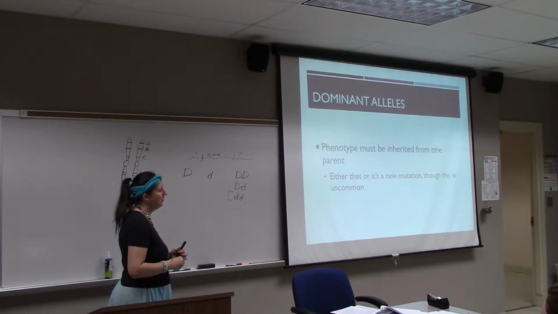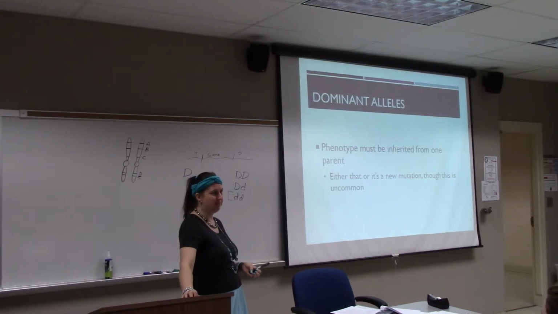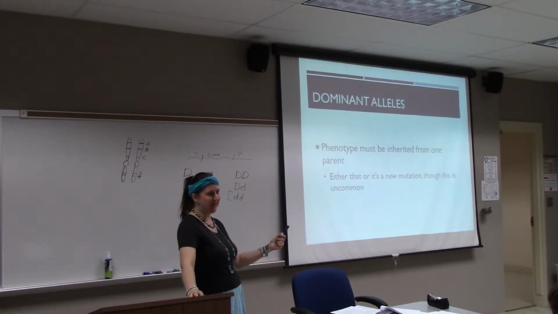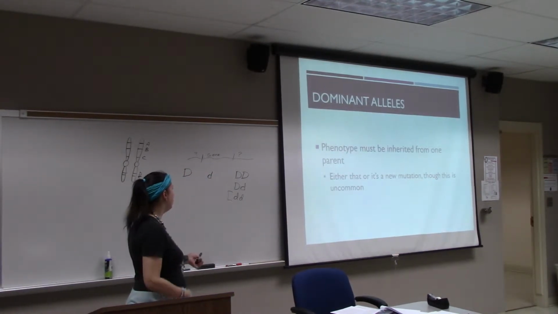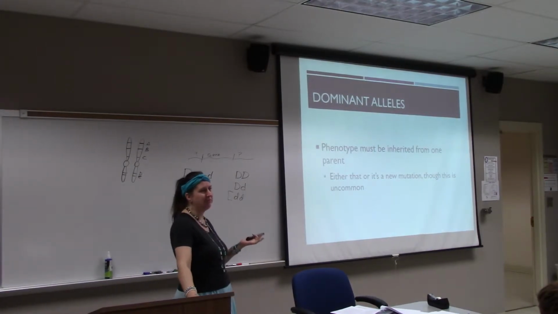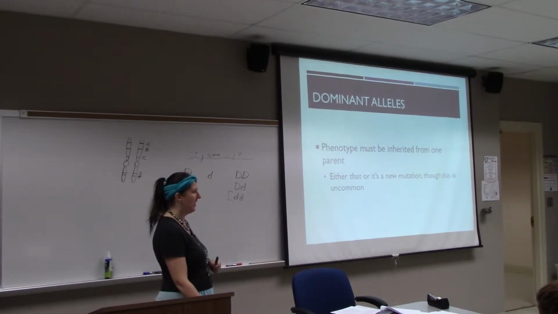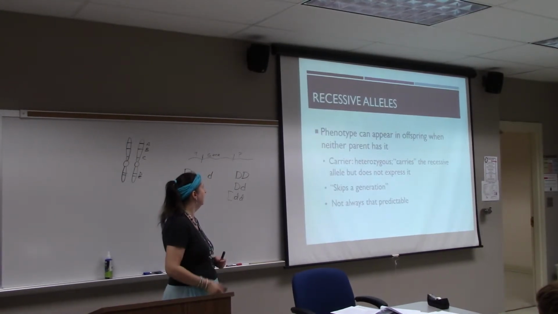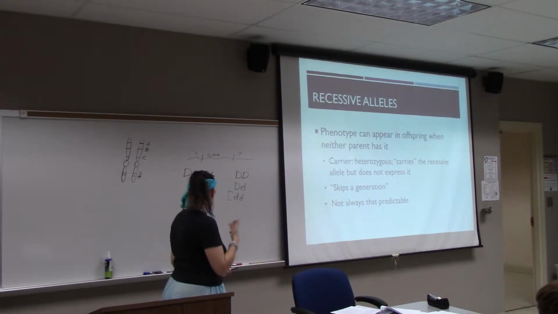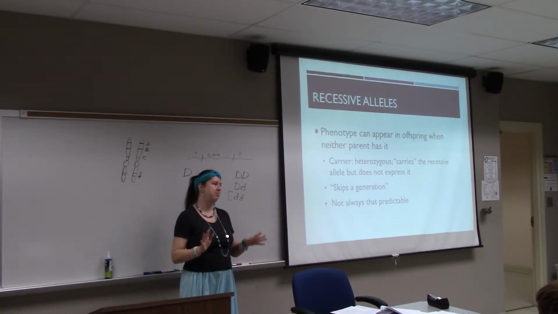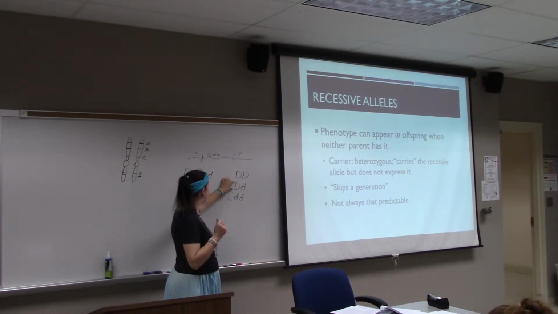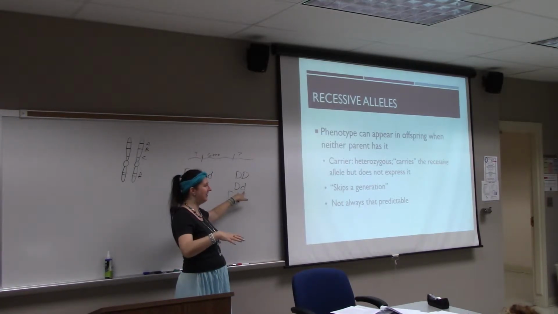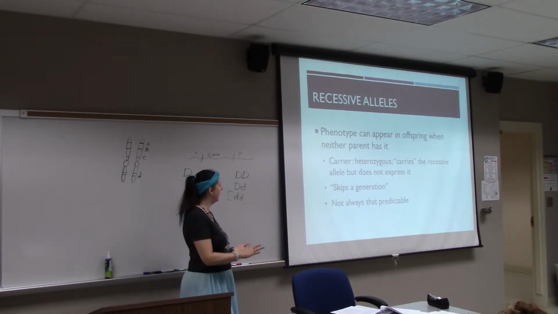So in order to have a dominant phenotype, one of your parents must have had the dominant phenotype, because if they had the dominant allele to give it to you, then they were expressing that trait. Sometimes a new mutation can be dominant. It's not very common, but it can happen. For recessive alleles, the phenotype can appear when neither parent has it, because they could both be heterozygous. And then they happen to both give the recessive allele to the child. And so they get the recessive phenotype.